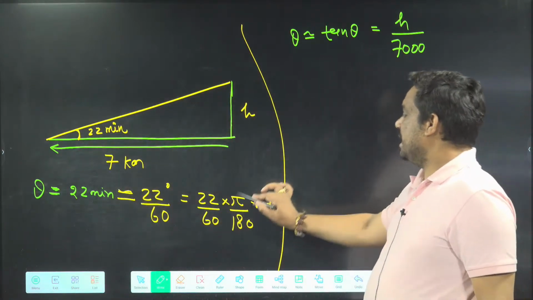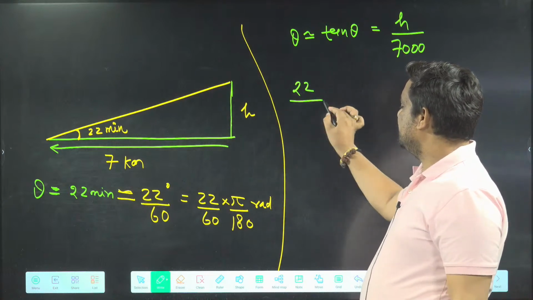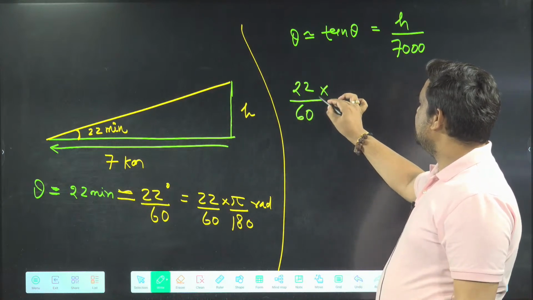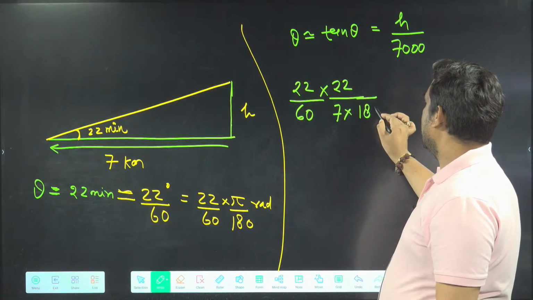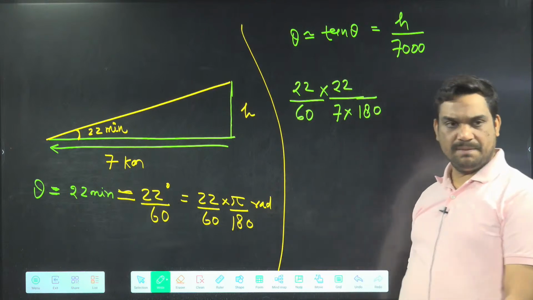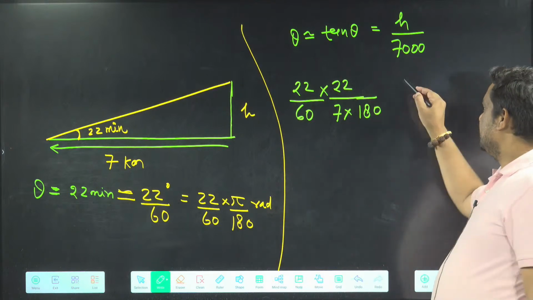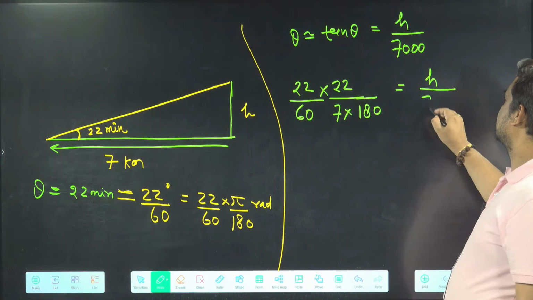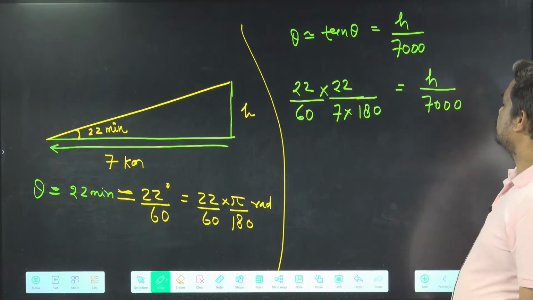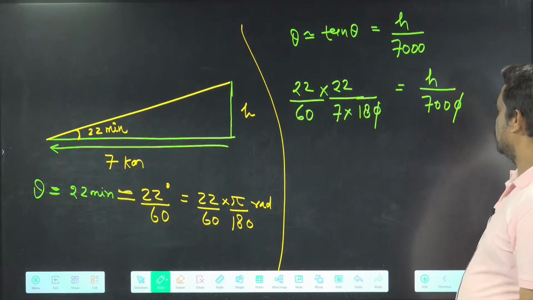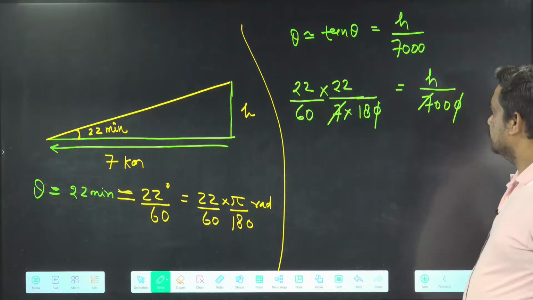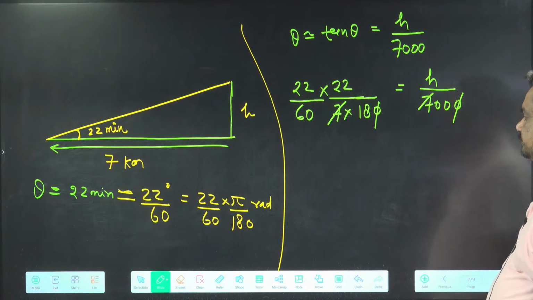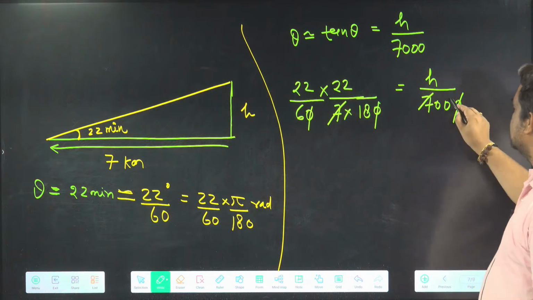Now we will put this value. So 22 divided by 60. The pi value I will put as 22 by 7, and then 180. Then we get h divided by 7,000. Now, zeros cancel. This 7 and this 7 also will be cancelled. One more 0 is there, that is also cancelled.